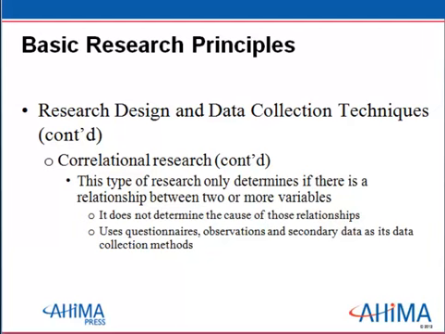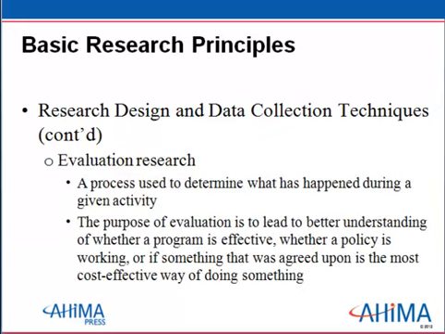Correlation research only determines if there is a relationship between two or more variables. It does not determine the cause of those relationships. If a strong relationship is found, experimental research can also be carried out to determine the cause. This type of research uses questionnaires, observations, and secondary data as its data collection methods.